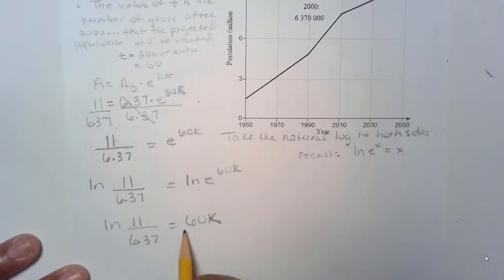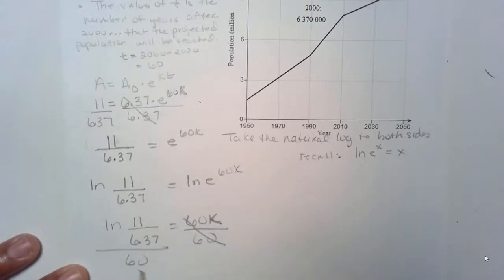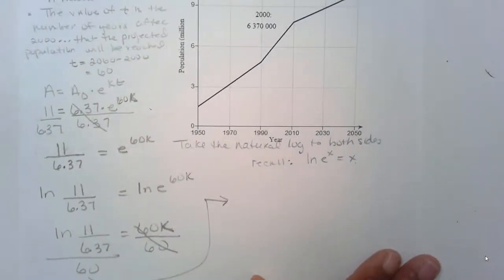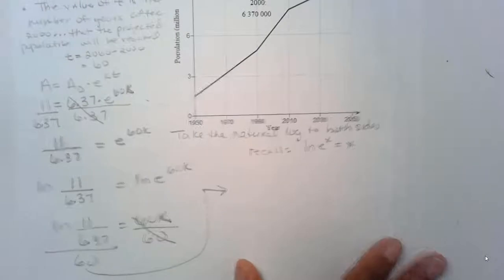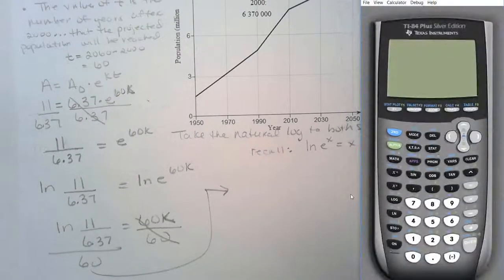To solve for k, we're going to divide both sides of the equation by 60. And then we're going to have to put this information into the calculator. So let's do that.